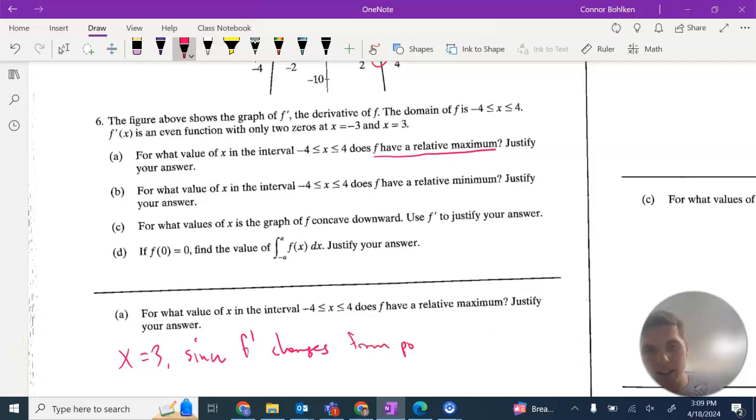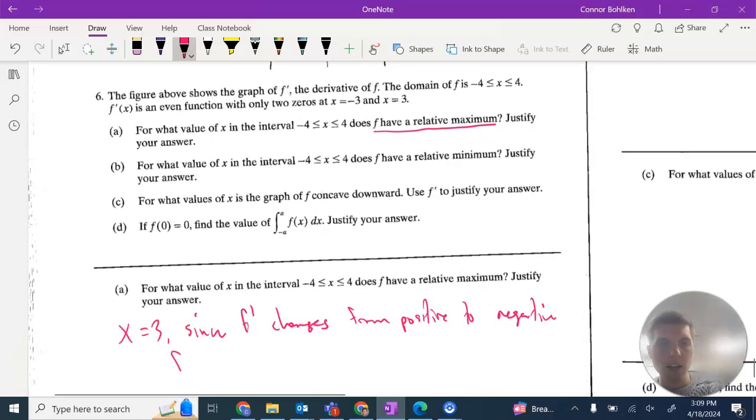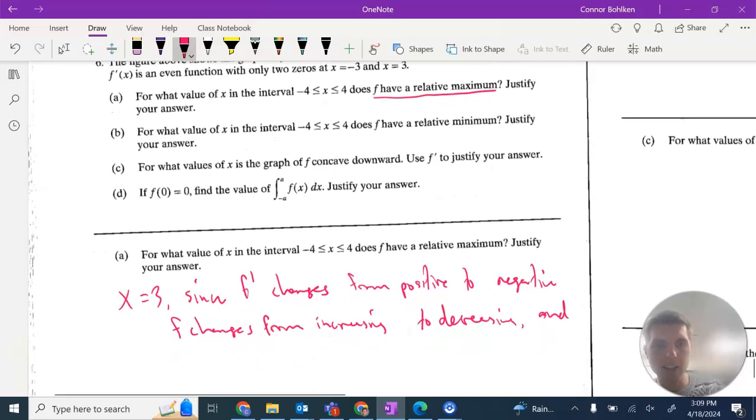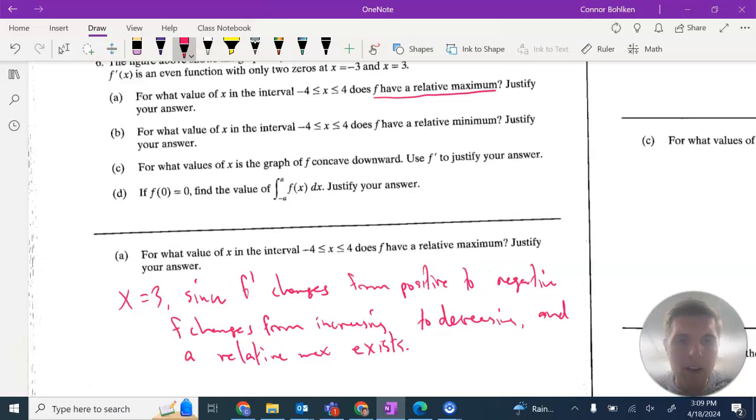And let's write it all out. Let's not use plus signs or minus signs. Positive to negative. F changes from increasing to decreasing. And a relative maximum exists. You wouldn't actually need both of those chunks. You could choose one, but I want to include both just so we're aware.